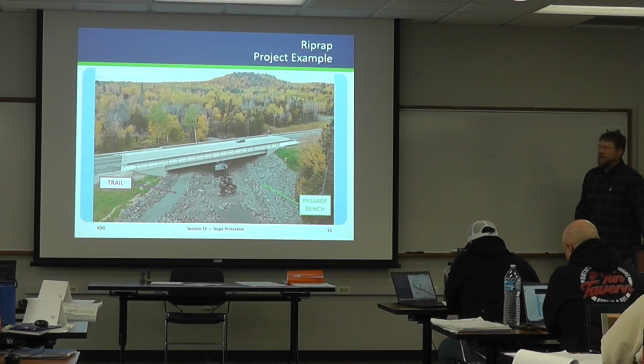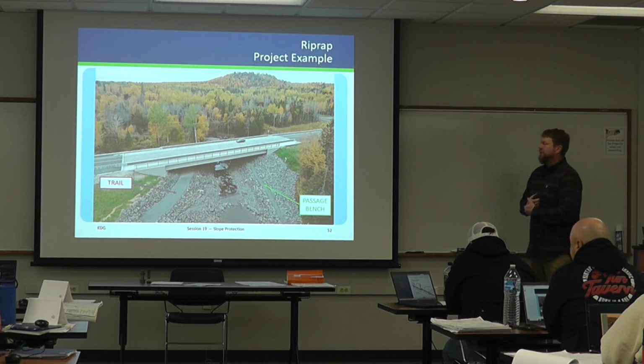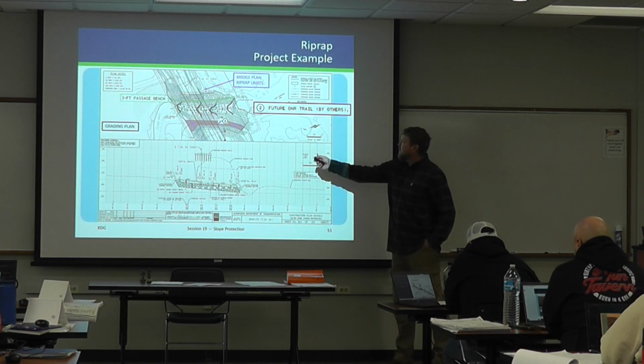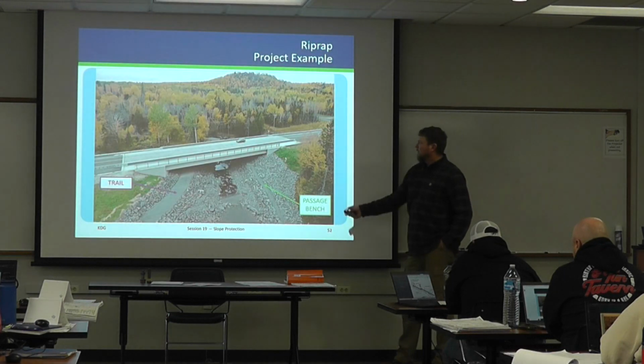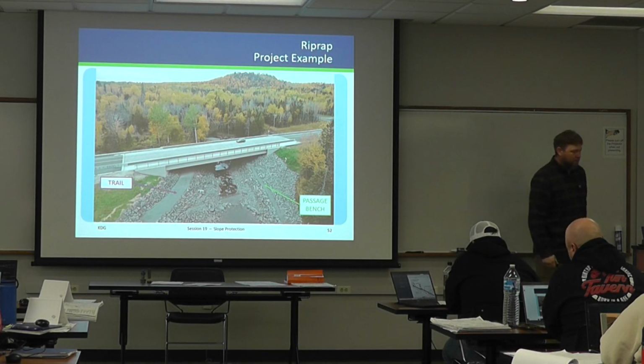And here's the finished product. So in purple you can see that bench for the future trail, and then on the right hand side with the green arrow, that's the passage bench. Then you can see down here, if we go back to this, this has these nice, really good lines with randomly placed stuff. It doesn't always look exactly like that.